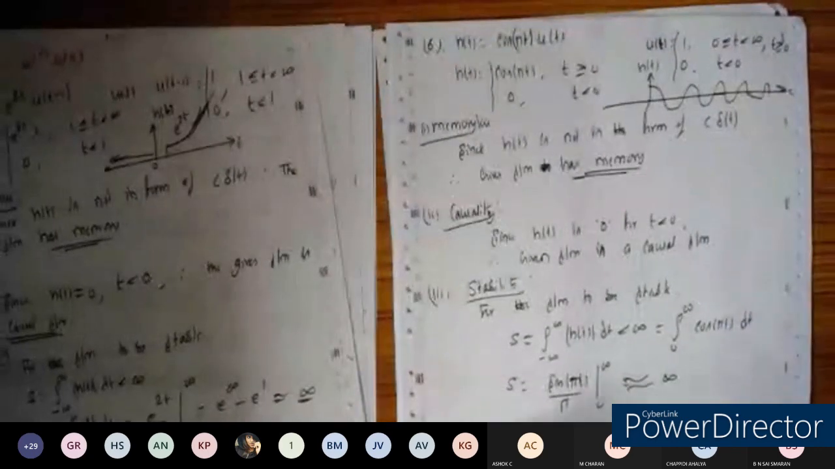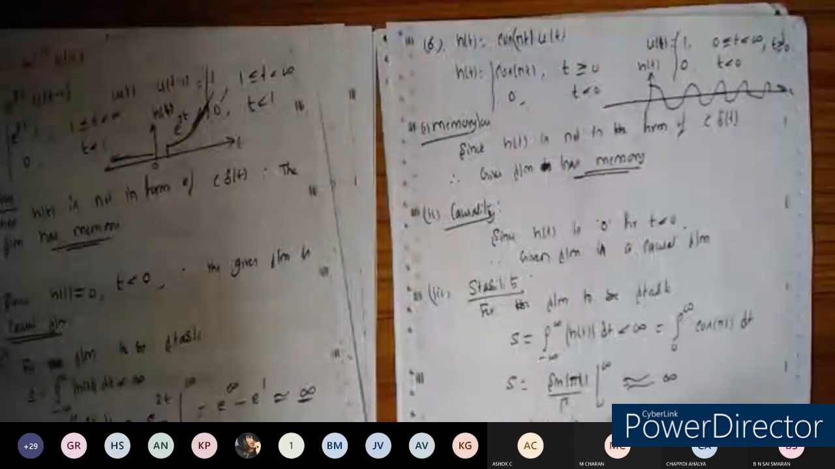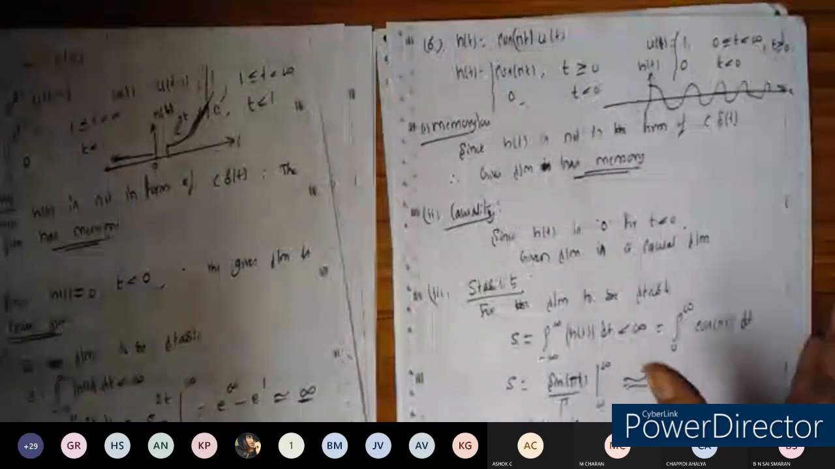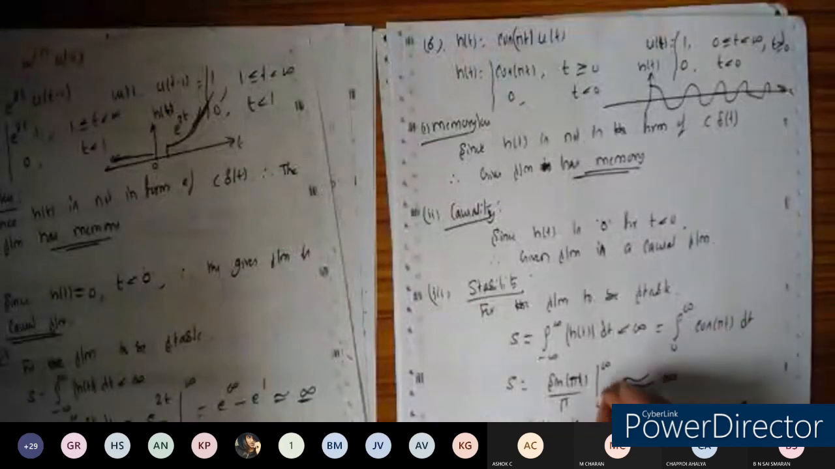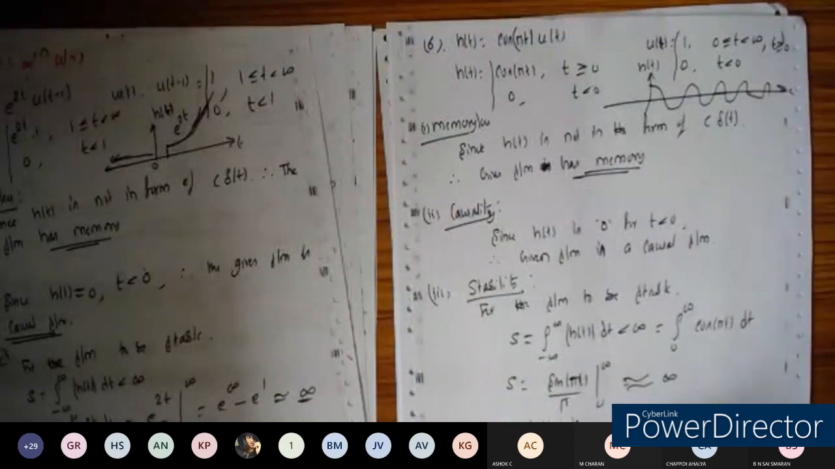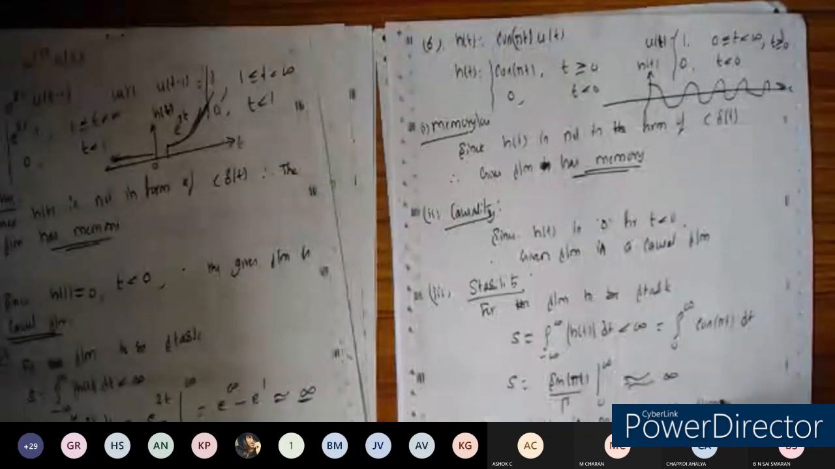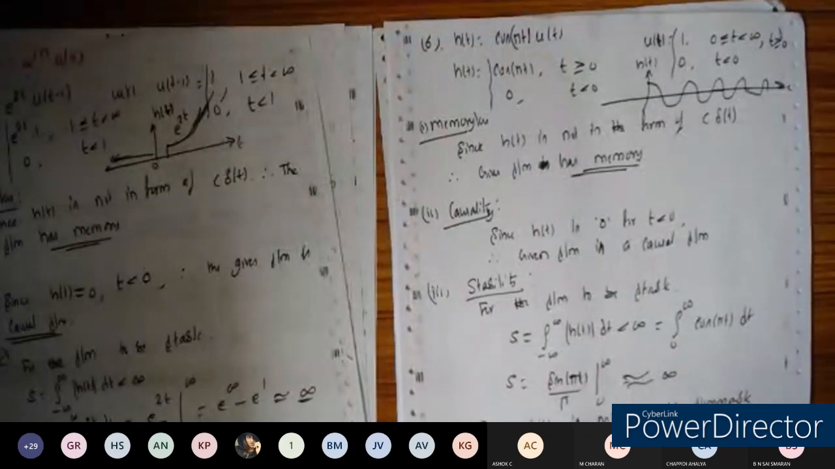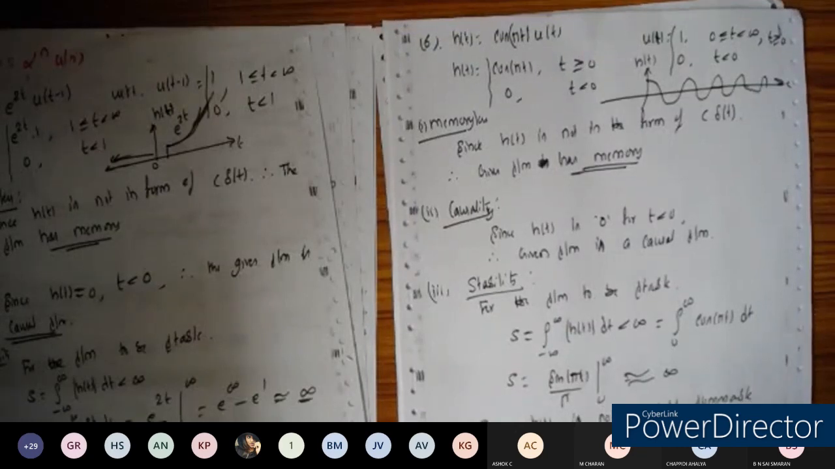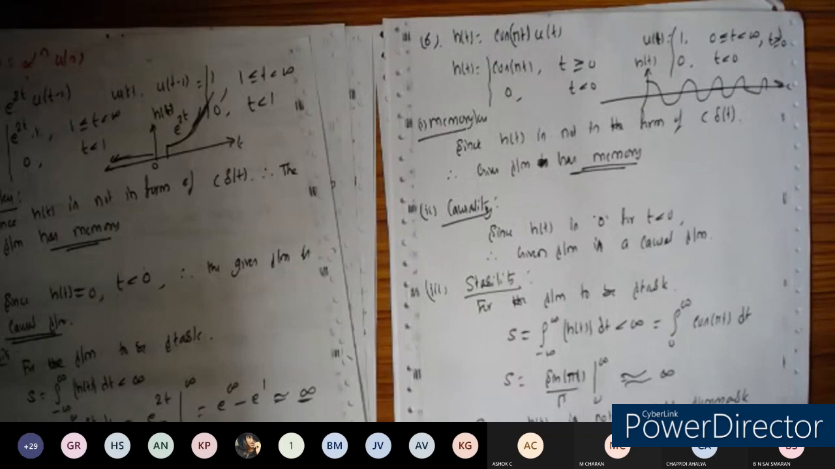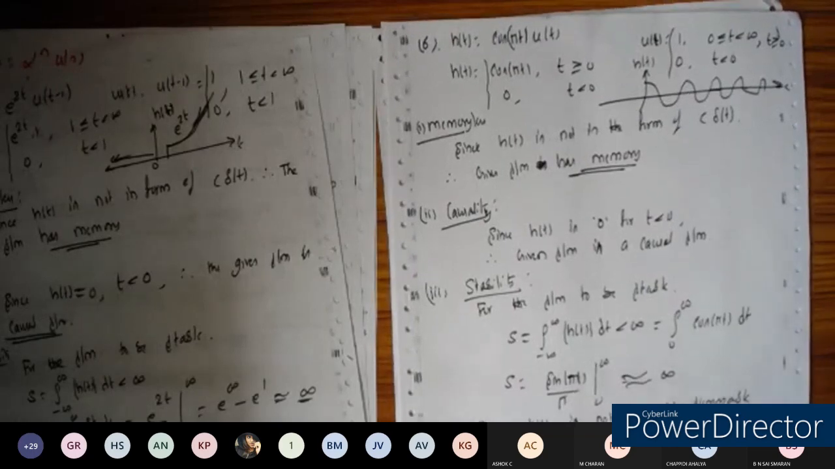Since h of t is not absolutely summable, meaning when you sum it from 0 to infinity it should return a finite value, therefore it is not a stable system.